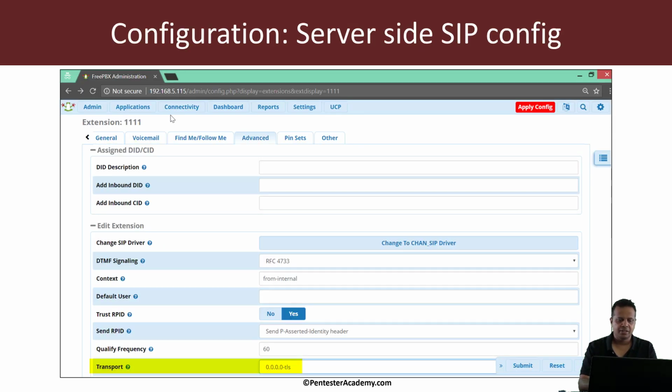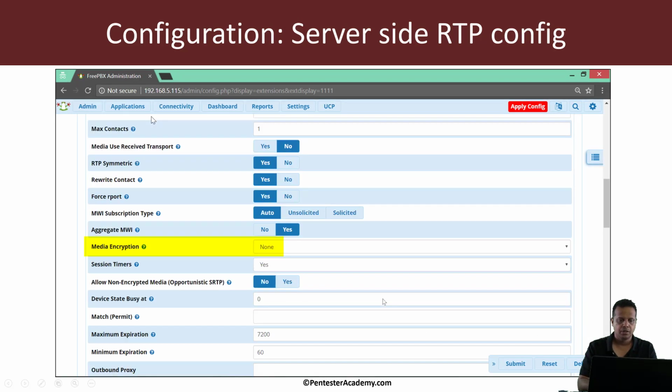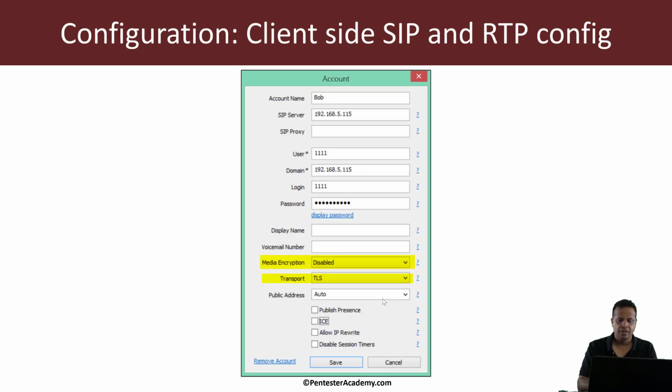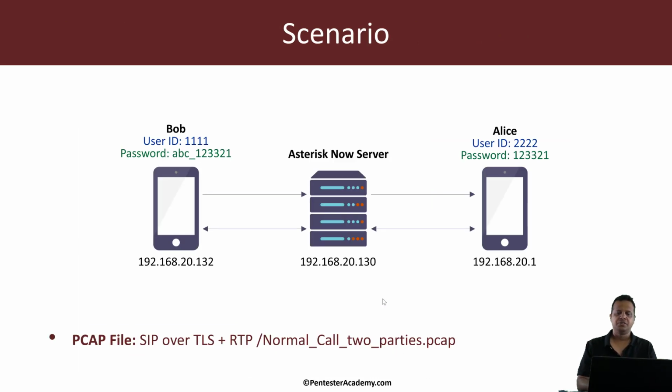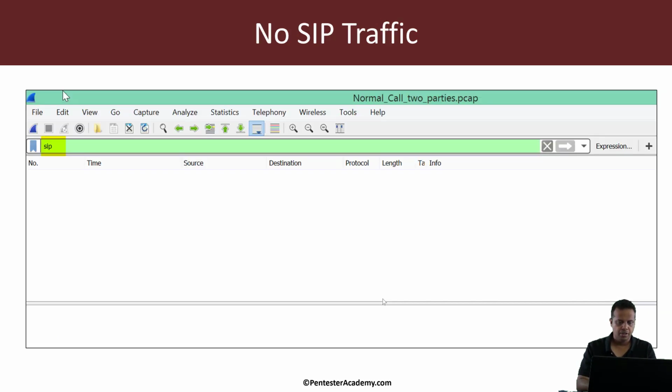Now on the server side, the configuration, of course, as far as transport is concerned, we select the TLS option. And there is still no media encryption as highlighted. And on the client, similar settings are put. Now the scenario remains the same for the two callers. We have Bob, Alice, and then we have the server in between.